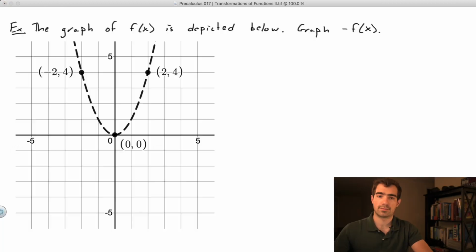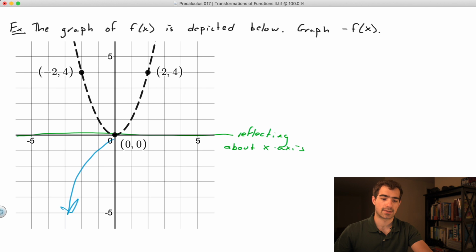And so let's try an example. Let's say that this is the graph of f of x. We want to see if we can graph negative f of x. What this means is that we're going to be reflecting all of our points across the x-axis. So we're reflecting about the x-axis. Now intuitively, you can probably get a sense visually of what that's going to look like, right? Something like this.